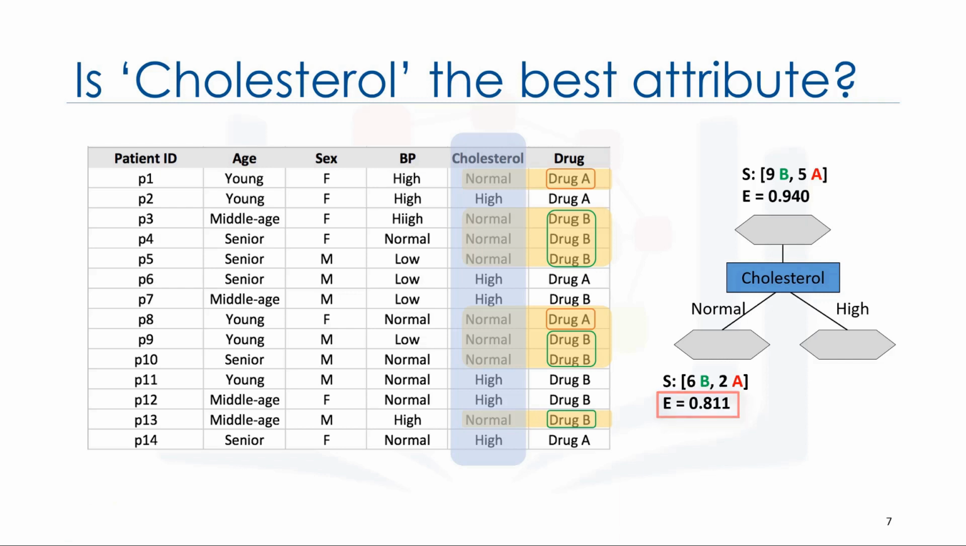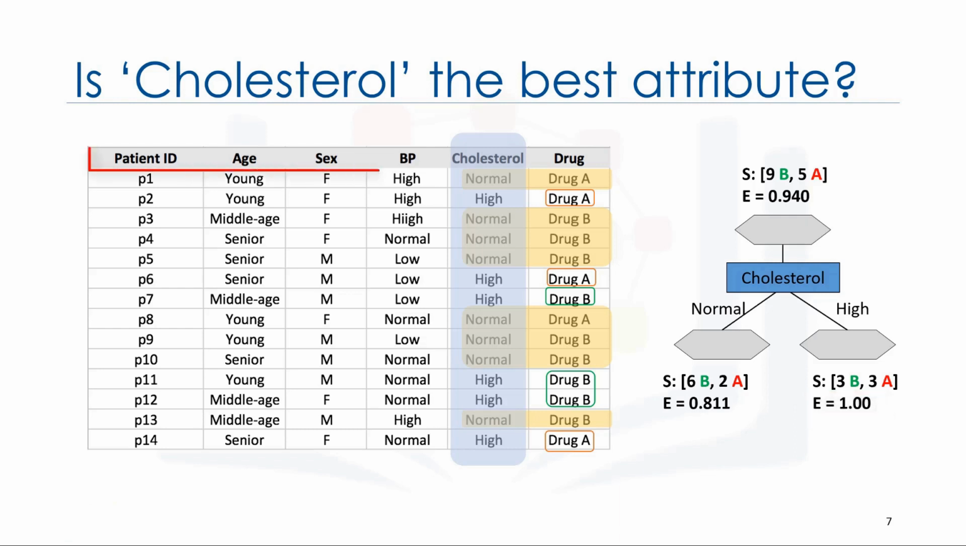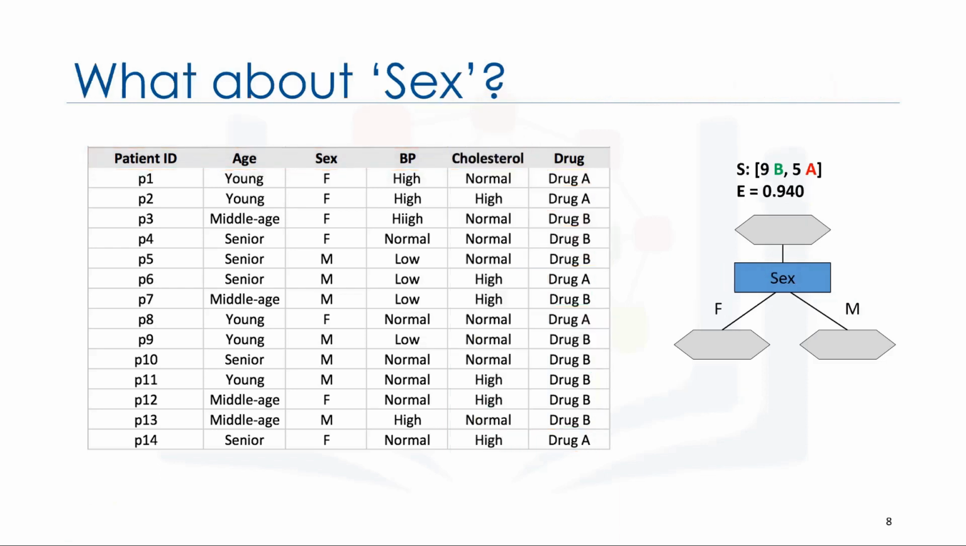in this case. But when cholesterol is high, the data is split into 3 for drug B and 3 for drug A. Calculating its entropy, we can see it would be 1.0. We should go through all the attributes and calculate the entropy after the split, and then choose the best attribute. Okay, let's try another field. Let's choose the sex attribute for the next check.